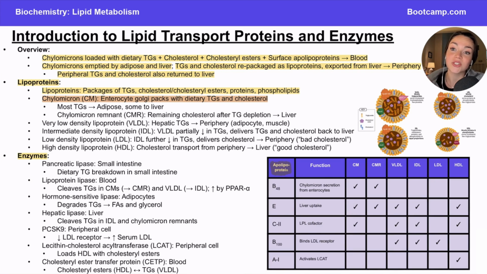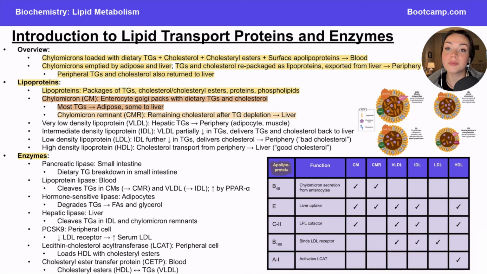We took the triglycerides and the cholesterol from the diet and packed them up in the intestine and sent them to the blood. So as you're going to see, most of the triglycerides from that chylomicron floating around in the blood are going to get dumped into adipose tissue for storage, and some of those triglycerides will make their way back to the liver. And so after we unpack all of the triglycerides out of the chylomicron, it's going to be called a chylomicron remnant.